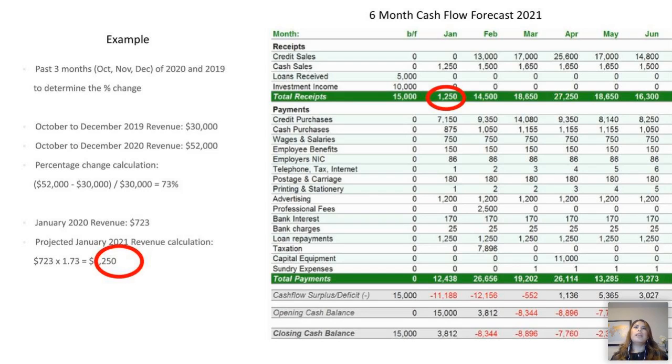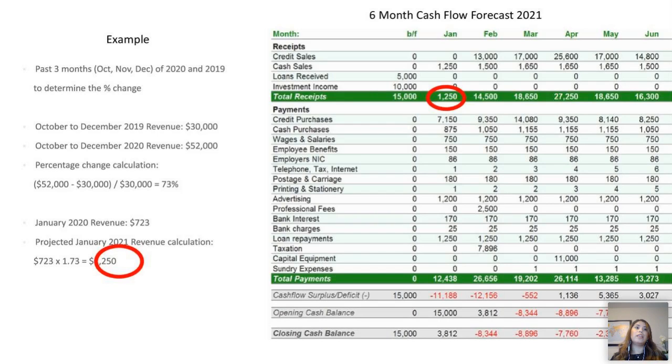And so in this example, we can see that October to December 2019 revenue for this particular company was $30,000. October to December 2020 revenue was $52,000. So we plug that into our percentage change calculation and we get 73%. So they're growing at a rate of 73%.